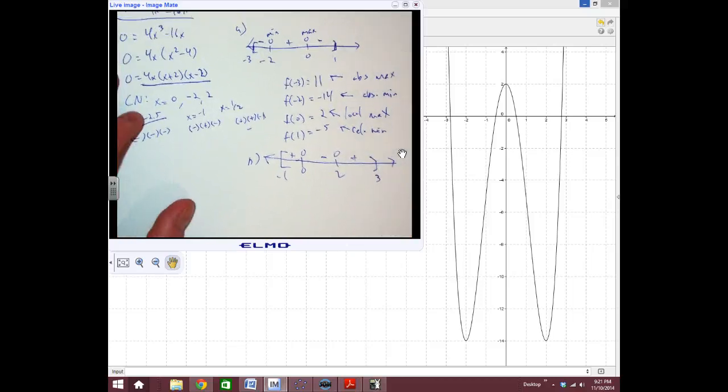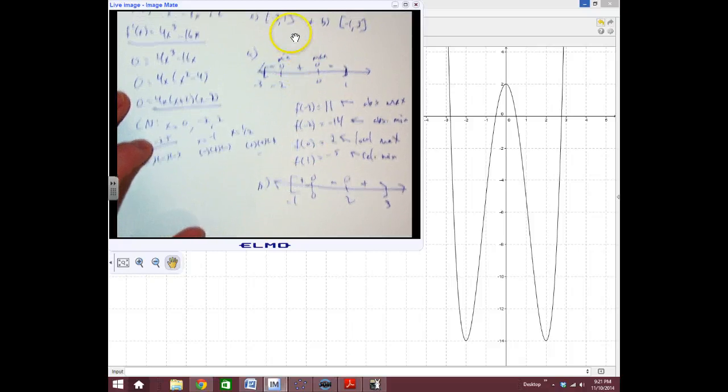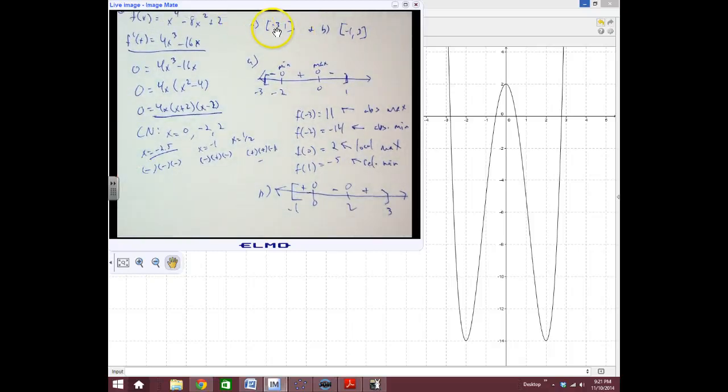So that's something to be aware of. Don't forget to check if it's bounded or not, because if it's bounded like this region is for A and B for this problem, you're going to have a guaranteed max and a min, not just a local one.